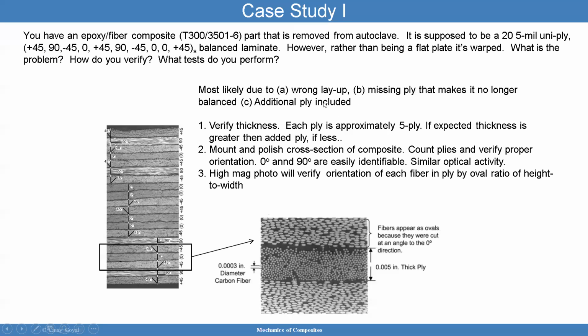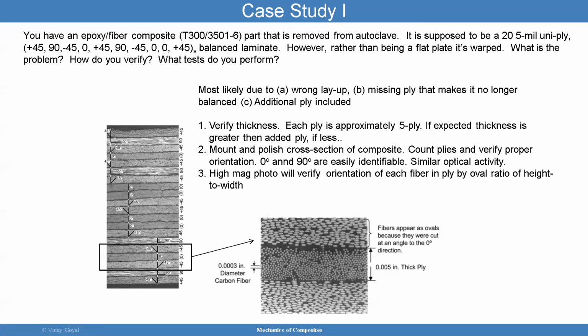C, there's an additional ply included. Those are potential scenarios. So one thing you could do is verify the thickness. There's supposed to be 20 plies of 5 mil, so each ply is about 5 mil. If the expected thickness is greater, then you can check it. You can check the total thickness as one possibility.